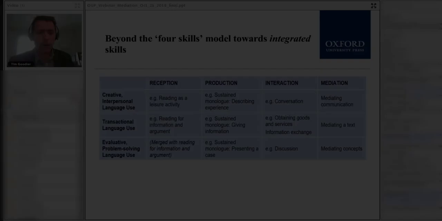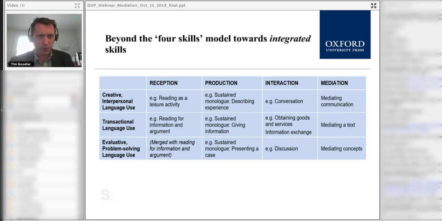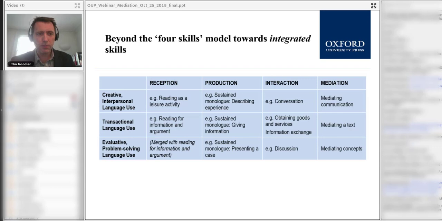Another point to make is that the CEFR doesn't talk about the four skills as separate things. It doesn't talk about speaking, writing, listening, reading as the way of looking at skills. It acknowledges that there are these modes of interaction, but it talks about reception, production, interaction, and mediation, and it always has had these four categories. We've added descriptors for mediation now.